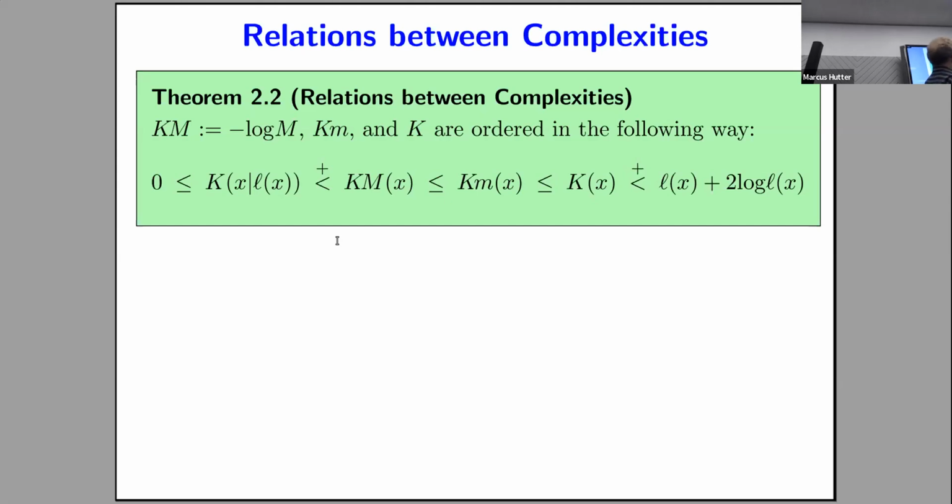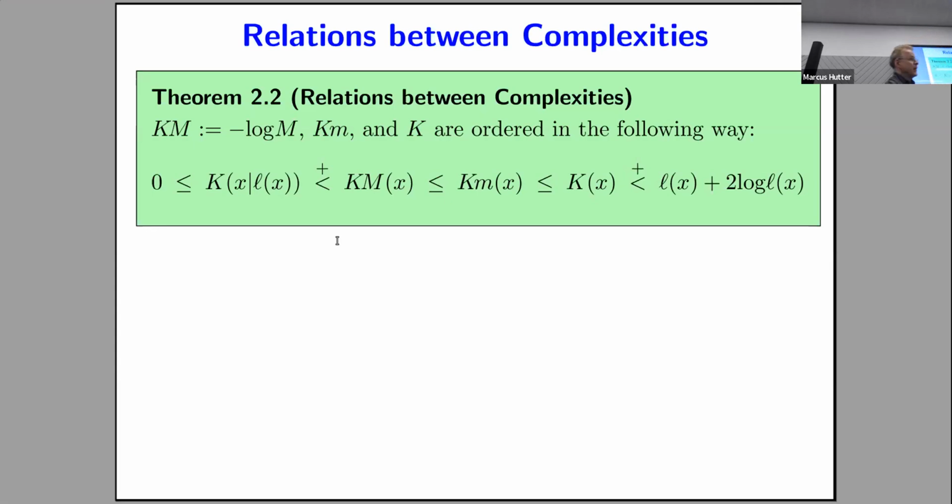And then Km is just the log of this monotone complexity. So if you exponentiate, of course, if I sum over all programs, it's larger than if I just take the shortest, and then you take minus log, you get this inequality. And here, this inequality is also clear if I provide the length of x as extra information. The complexity gets shorter, but you can also show this one here. So it's a nice order here, sort of, all these are squeezed between K of x and K of x given the length of x.